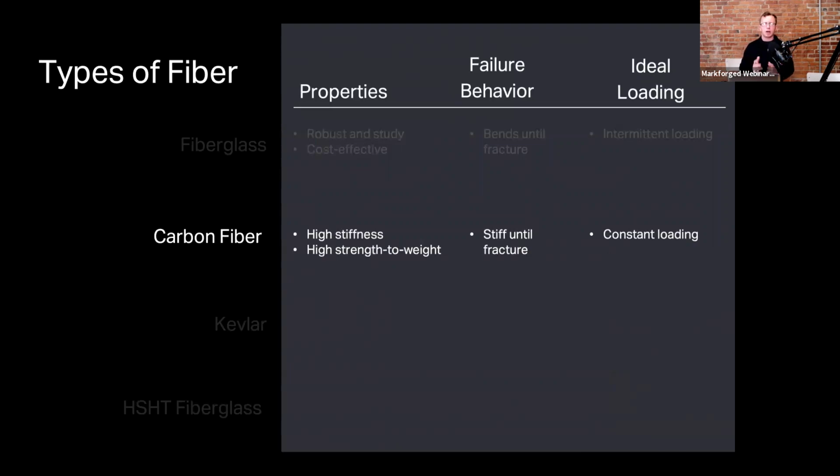This makes it more ideal for sort of constant loading, where it's supporting a known force all the time. And while we're talking about ideal loading conditions and failure behaviors, it's not that carbon fiber isn't good for intermittent loading. It'll probably hold up just fine depending upon the use case. It's just that constant loading is the area in which it's sort of best suited, and it can really shine.